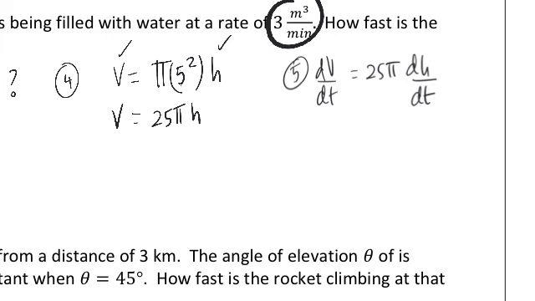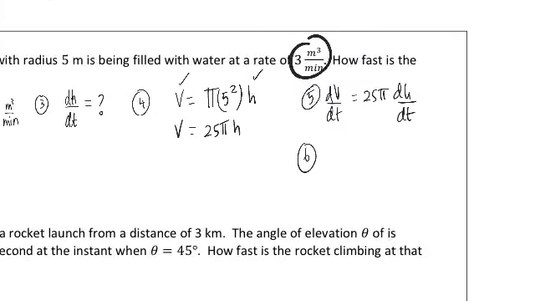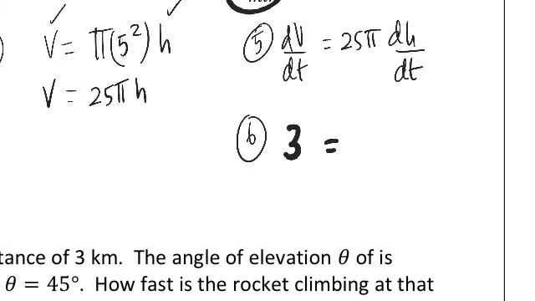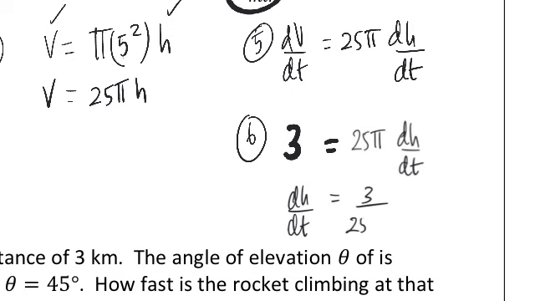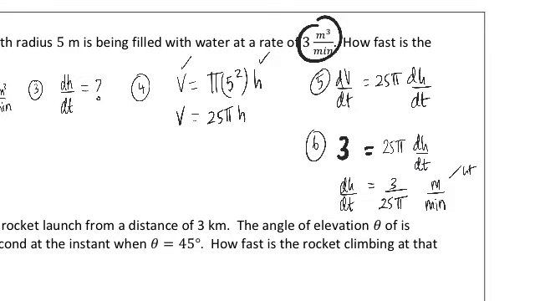So now, step 6, we put in our numbers. dV/dt is 3, and then we have 25 pi, and we're looking for dh/dt. And notice there's no r's or h's or anything in the equation, right? That's why I didn't need a snapshot moment. I can just solve for dh/dt. 3 divided by 25 pi, and this is going to be in meters per minute. It's a height, and the unit of time was minutes.